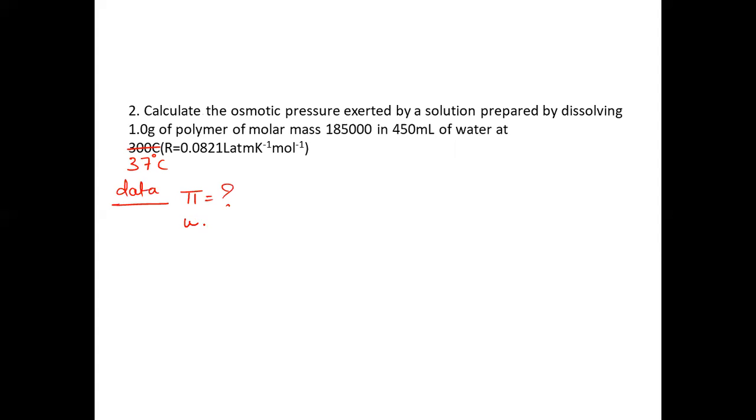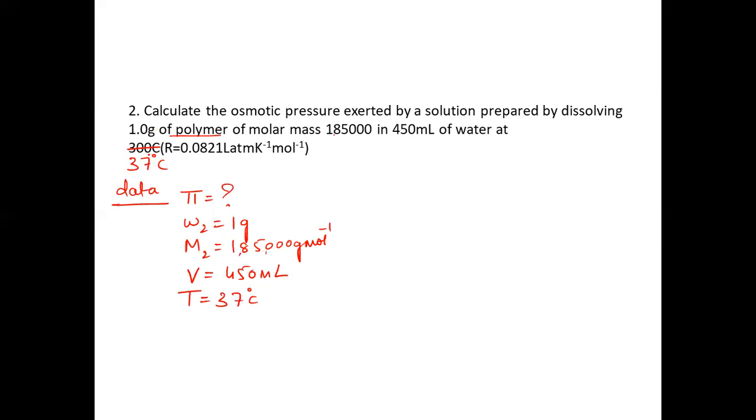And here the given mass of the polymer is 1.0 gram, with the molar mass, that is M2, also given: 1,85,000 grams per mole. So now in 450 ml, therefore the volume given is 450 ml, and the temperature given is 37 degrees Celsius.